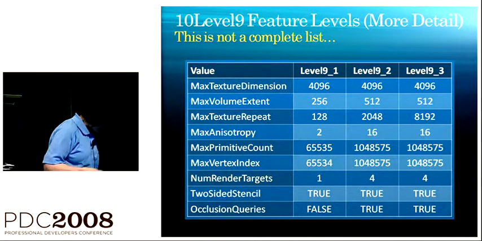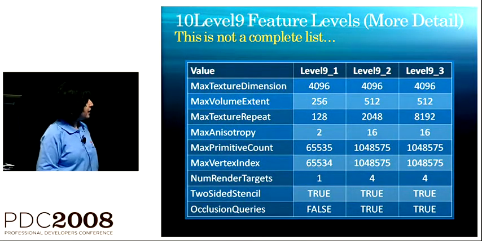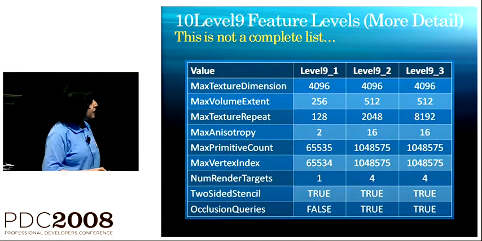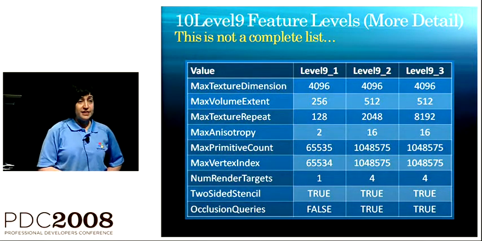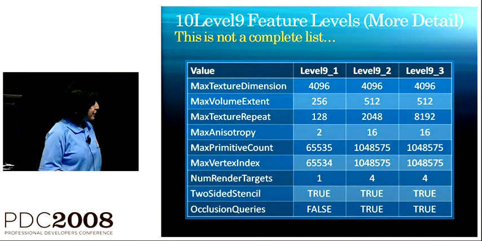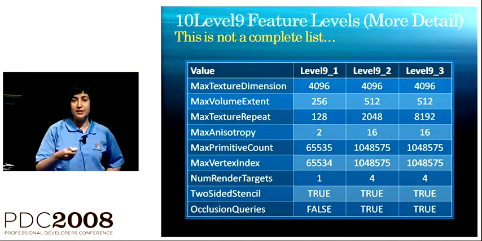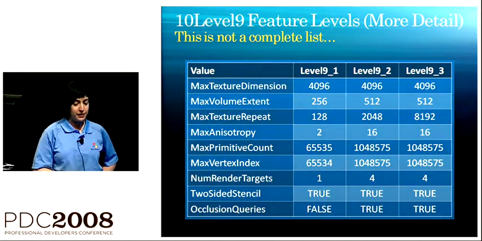So this is an example of just some of the differences between 9_1 and 9_2. Like you can see max volume extent is slightly different, and these kinds of things. It's not a complete list. It's actually a fairly good one, but not a complete list. But again, the idea here is just to give you an idea about the differences between these feature levels.